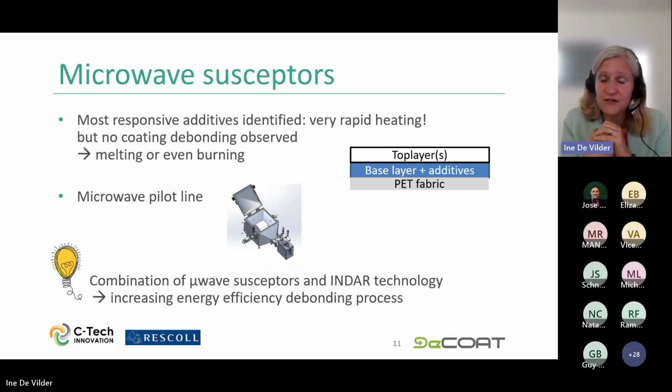So we built a microwave pilot line also based on the rotating drum, where we can actually also do debonding of the plastics and textiles. And then we are looking at combining these microwave susceptors with the Indar technology, which needs heat upon triggering. In that way, we are looking if we can have a more energy efficient debonding process, that we can use microwave instead of a conventional oven.